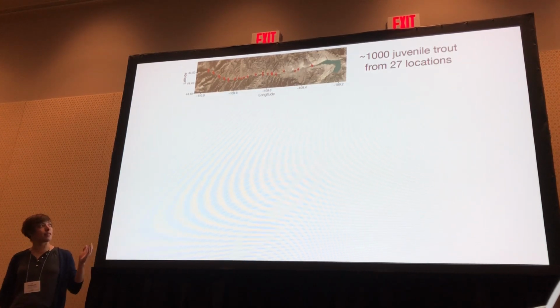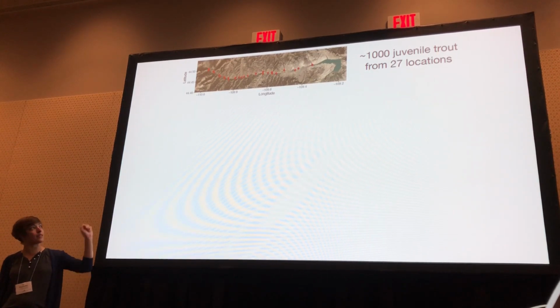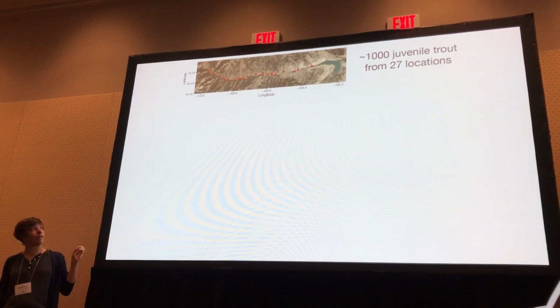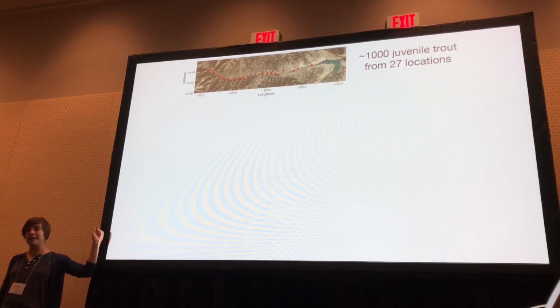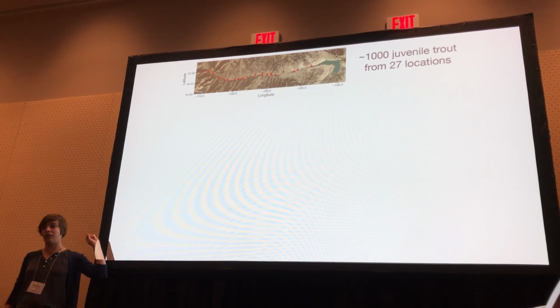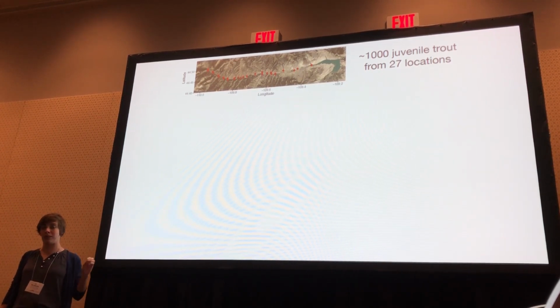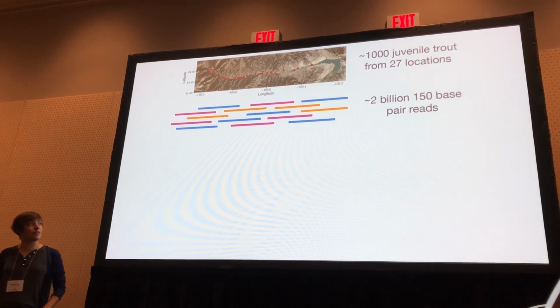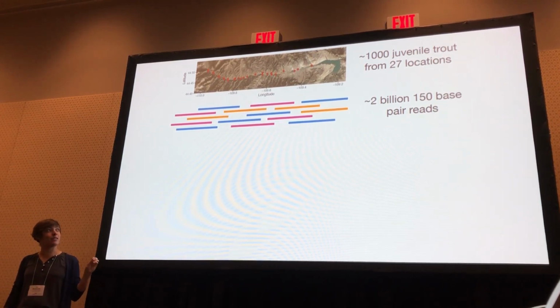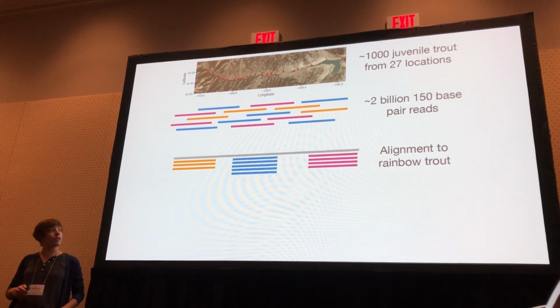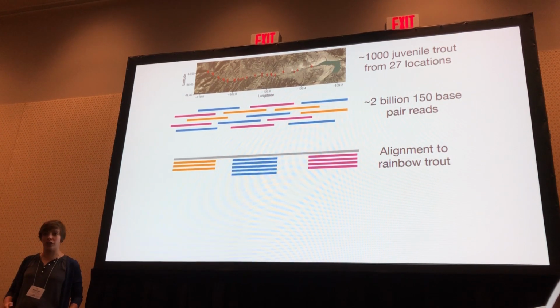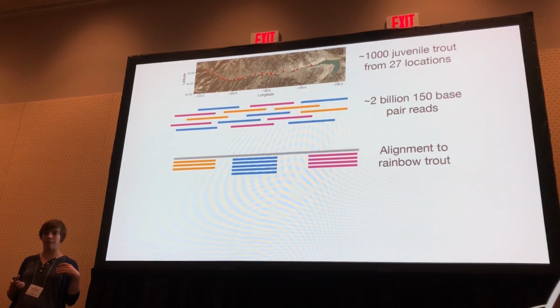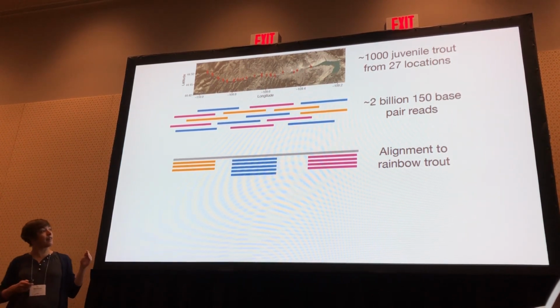So for this particular project, and the one that preceded it, we sampled about 1,000 juvenile trout from 27 locations in the North Fork Shoshone River drainage in northwestern Wyoming near Yellowstone National Park. We then used a genotyping by sequencing method to produce about 2,150,000,000 base pair reads, which we aligned to the rainbow trout genome that is currently available. It's published as a preprint.